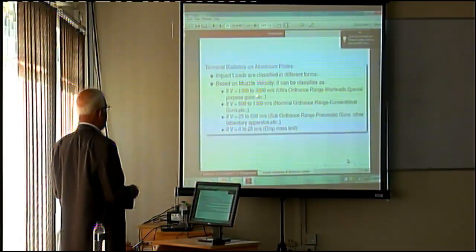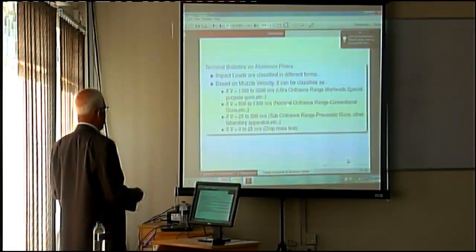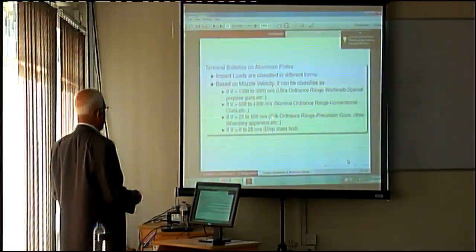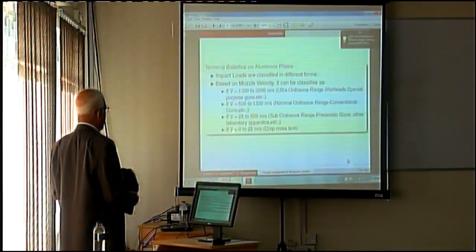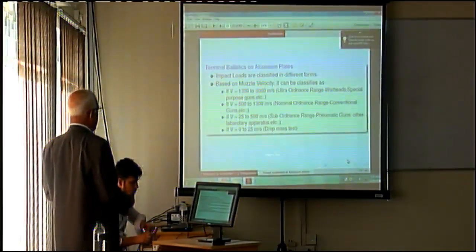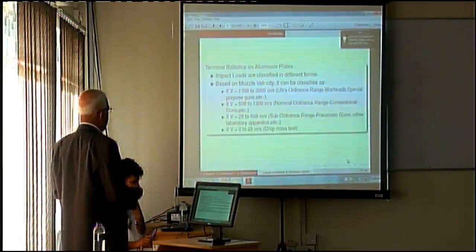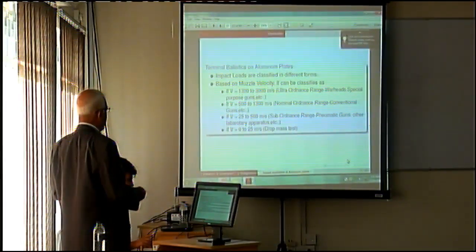1300 meters per second to 3000 meters per second is the ultra ordnance range, so conducting experiments will be very dangerous here. If velocity is 500 to 1300 meters per second, we call it the normal ordnance range. So what we discuss is this one here only. 25 to 500 meters per second is the sub-ordnance range, that is pneumatic guns and other laboratory apparatus, etc. And this is for speeds from 0 to 25, the actual drop test, and we can see all this occurs in various contexts.